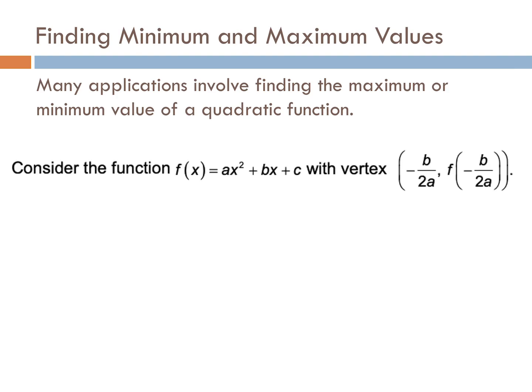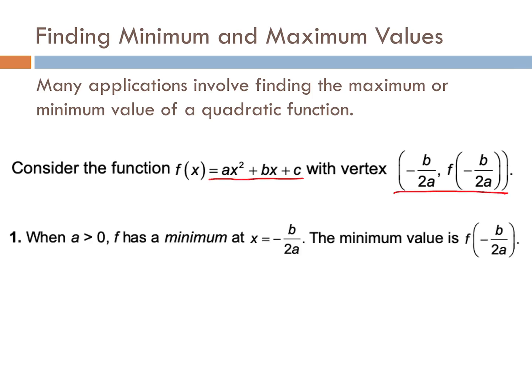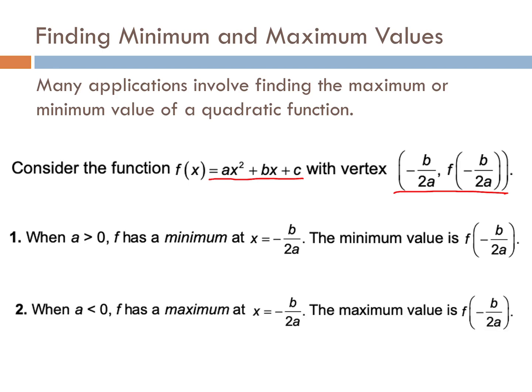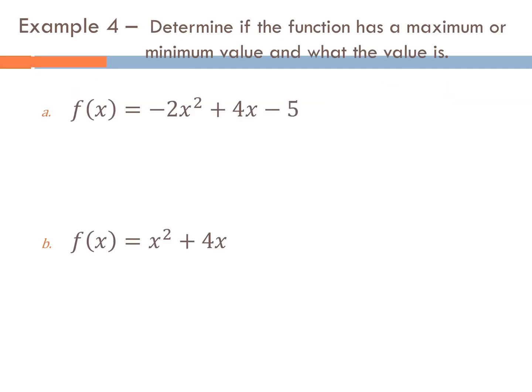So when we do that, we are given our function, and this is how we find our vertex. I gave you that formula previously. When a is greater than 0, that means I have a minimum at our x value, whenever I evaluate it. If our a is less than 0, then we have a maximum value at our vertex. So looking at some examples.